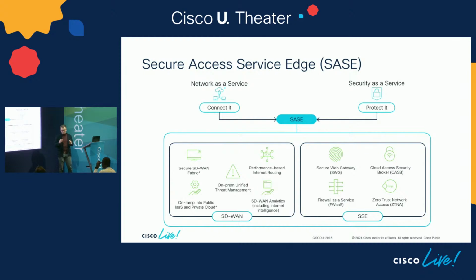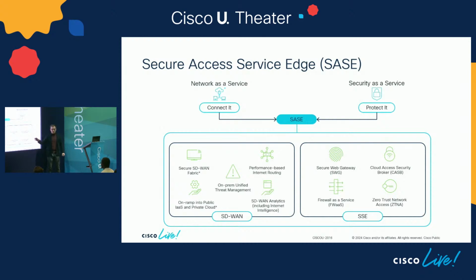All these facts were forcing the industry to put networking and security functions closer to the users and devices, so at the edge, and if possible, delivered from the cloud. This is why Gartner coined the term SASE, Secure Access Service Edge, where they said that SASE is the convergence of networking, represented by SD-WAN, and security, represented by so-called SSE capabilities. SSE stands for Secure Service Edge, and we'll focus on these security capabilities in this session.